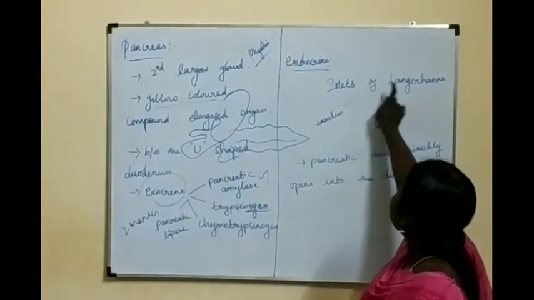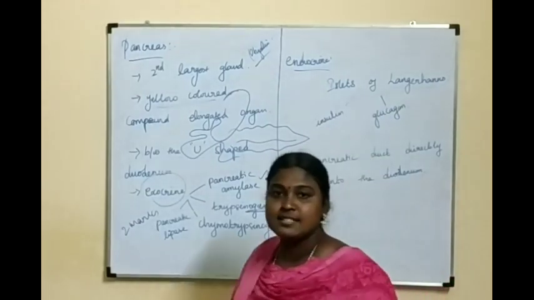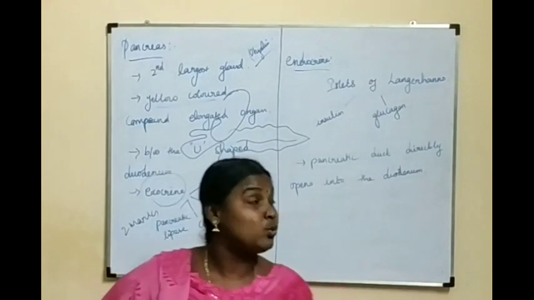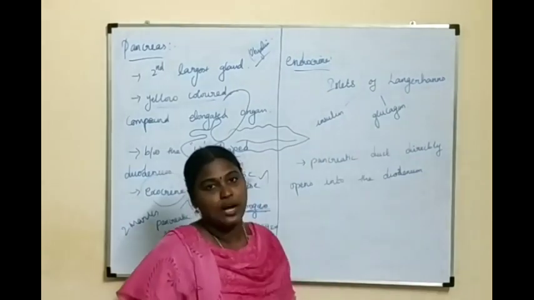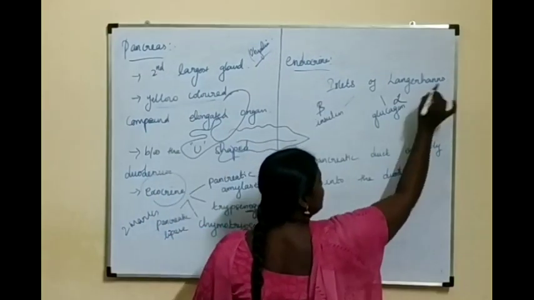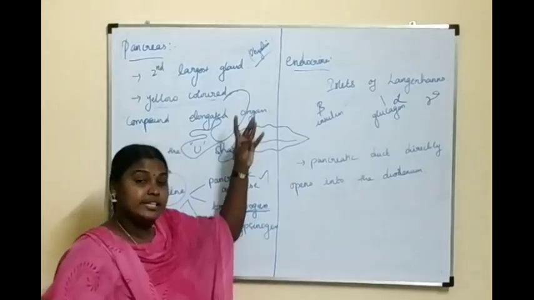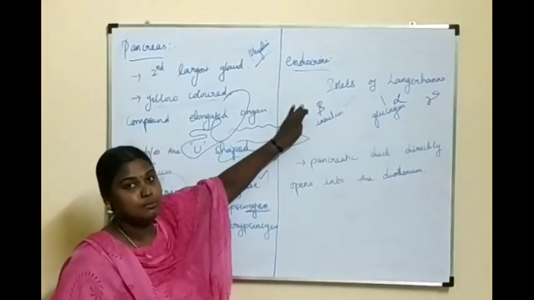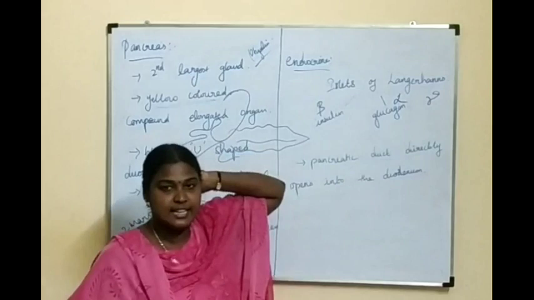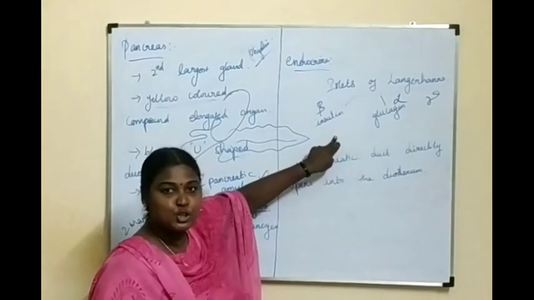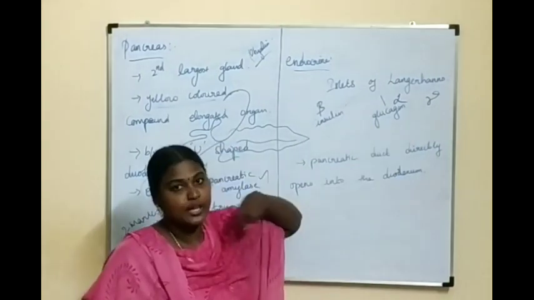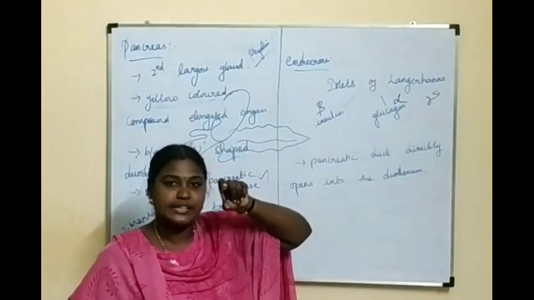These are the islets of Langerhans cells. The islets of Langerhans cells mainly secrete hormones: insulin and glucagon. There are two kinds of cells, beta cells and alpha cells, and delta cells are also there. We will study this in detail in the 11th lesson, second volume. The beta cells are responsible for the production of insulin and the alpha cells for the production of glucagon. The delta cells are a small percentage, only 10%.